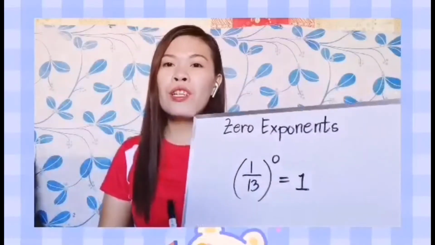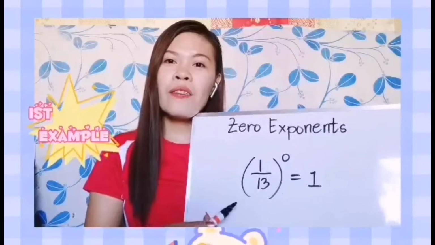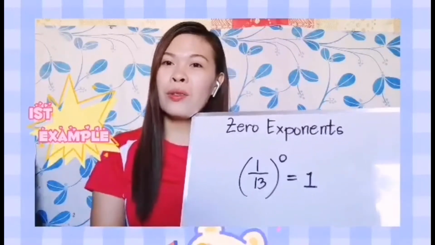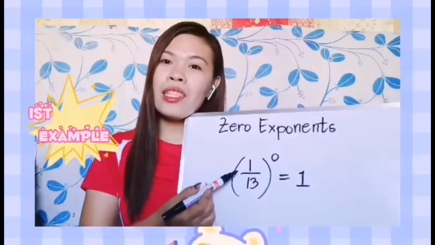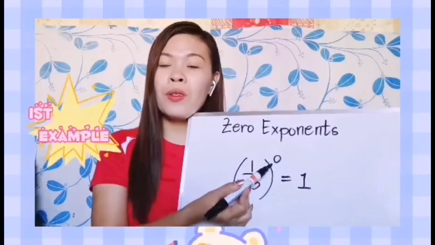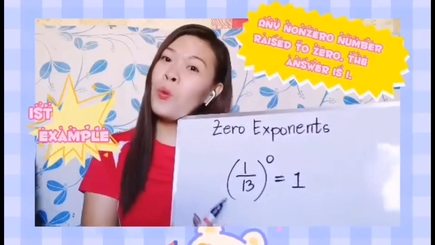Okay, let us have our first example for the zero exponent. We have here the quantity of 1 over 13 raised to 0 equal to 1. So our number is 1 over 13 and it has been raised to 0. So applying the rule, therefore it is equal to 1.